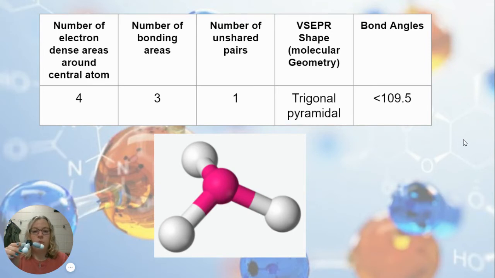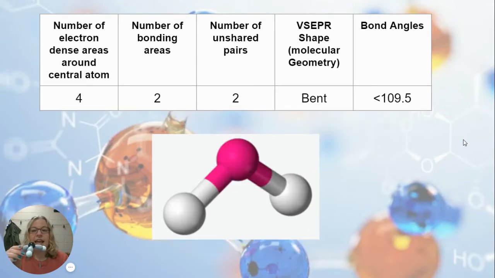Okay, and there's one more shape that's based off of that tetrahedral geometry, and that's in the situation where you still have 4 electron dense areas, but now instead of having 4 bonds and 0 unshared pairs, we're going to take one more off. Now you have 2 bonded areas and 2 unshared pairs up at the top. It almost looks like, if you think about looking at it head on, it'd be like Mickey Mouse ears coming off the top of here.